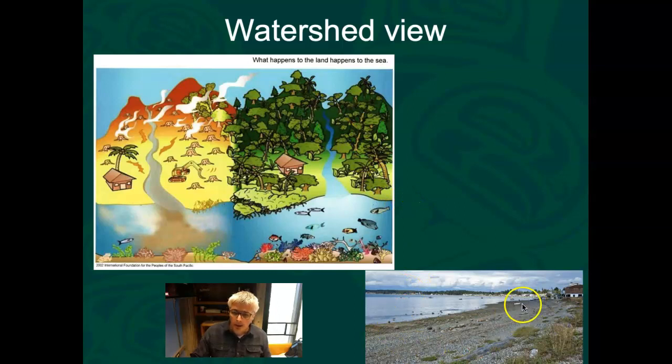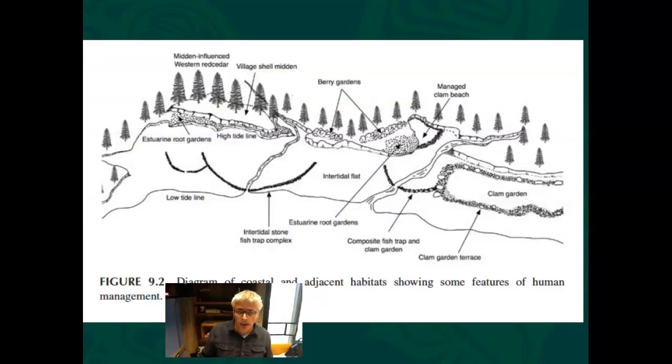So when we go out on our beaches today, this is an image from Birch Bay, I believe. If you go out on our beaches today, we're at that interface, and so what's happening on land makes its way into the marine environment. So that connection's quite important. And this connection has been realized and worked with for thousands of years.